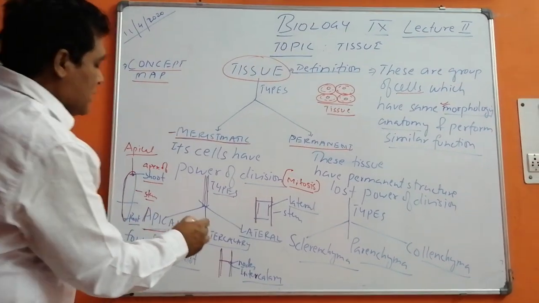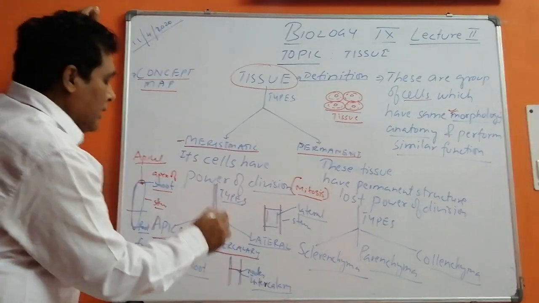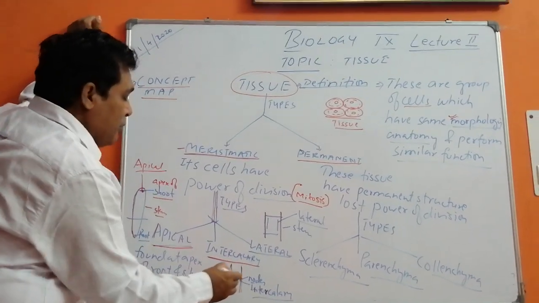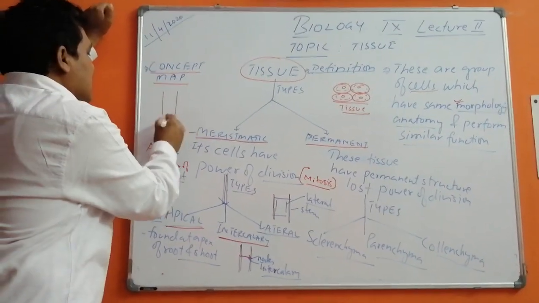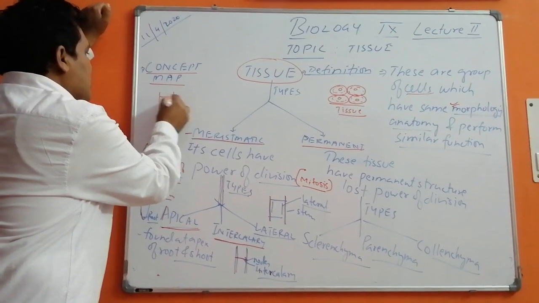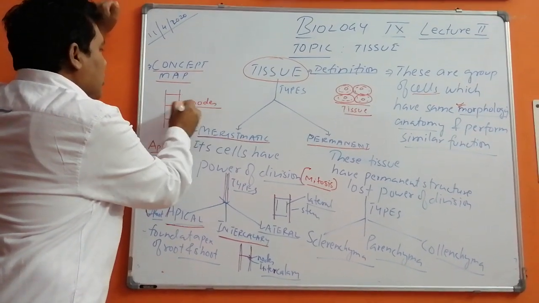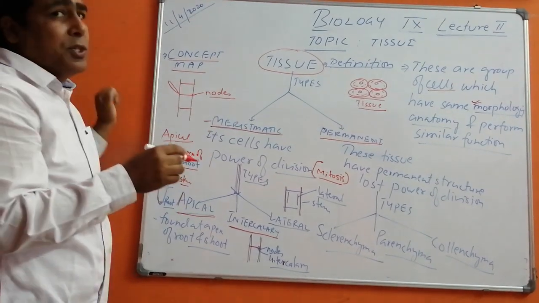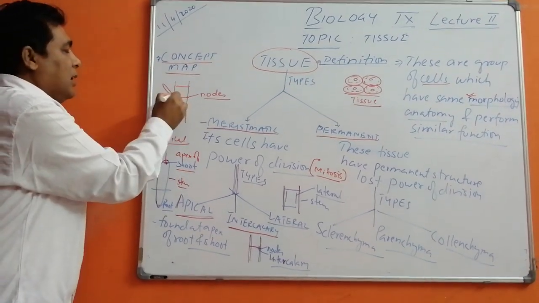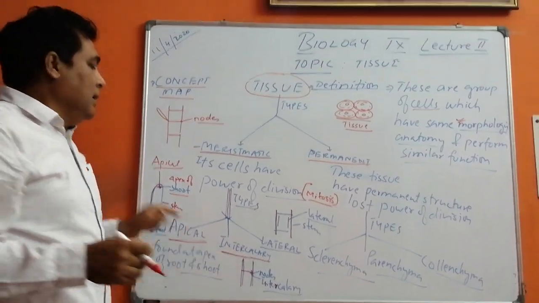Now coming to the next, your intercalary meristem. What is intercalary meristem? Intercalary meristem are the cells which are found at the nodes. When we talk about the plants, the plants have shoots and they have nodes. The nodes produce new branches or leaves. These all are produced by the intercalary meristem cells.